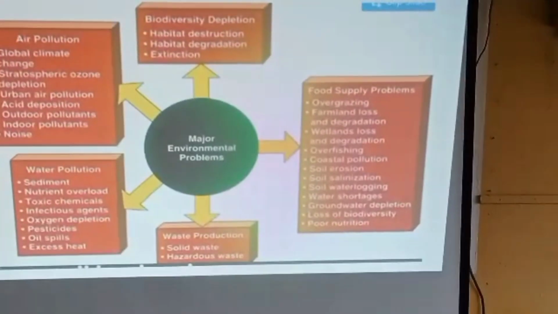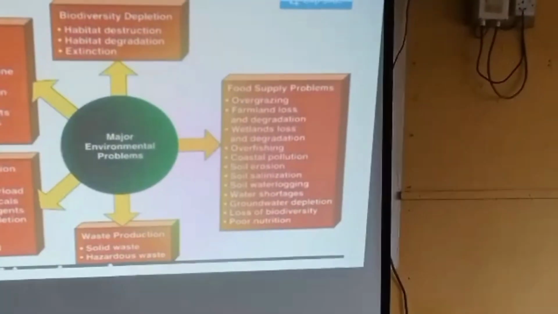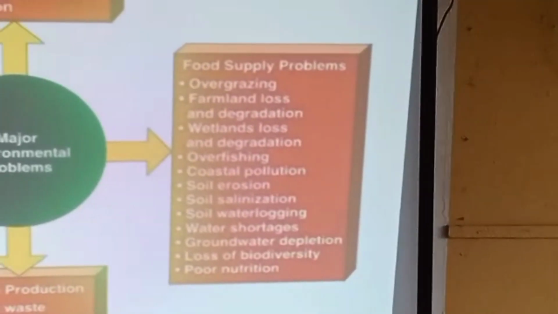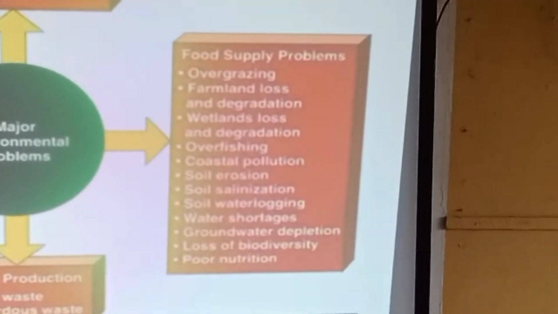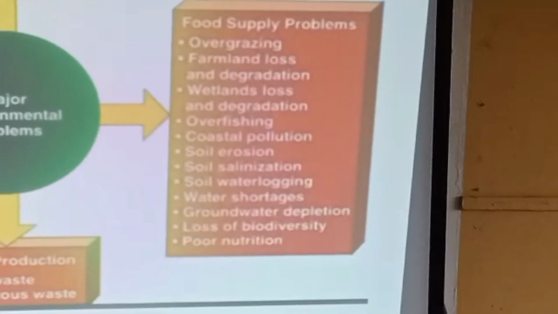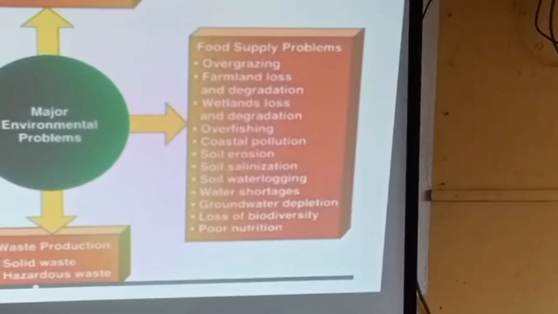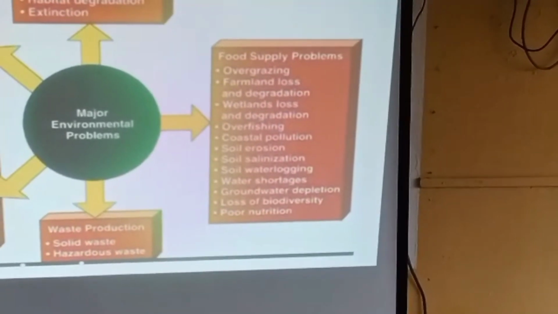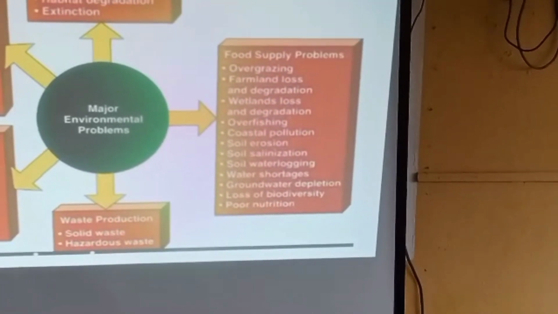Then under the food supply problems, we have overgrazing, the farmland loss and degradation, the wetland loss and degradation, overfishing, coastal pollution, soil erosion, soil salinization, soil waterlogging, water shortages, groundwater depletion, loss of biodiversity, and poor nutrition.